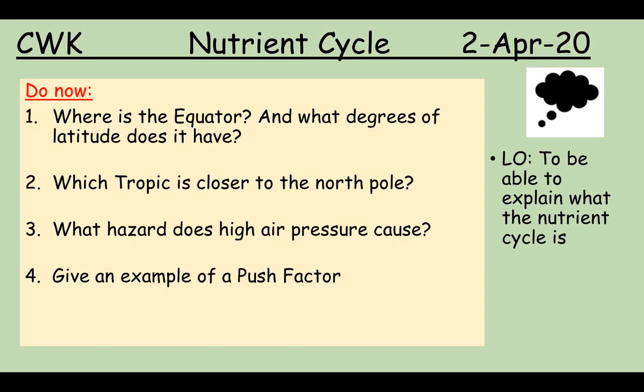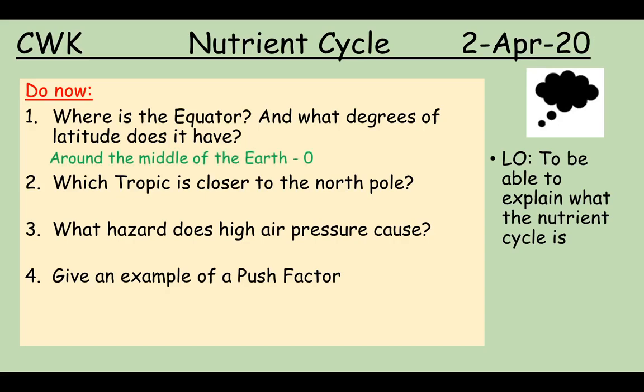Okay, where is the equator and what degrees of latitude does it have? The equator is the line that runs around the middle of the Earth, and it has 0 degrees latitude. Anything away from the equator is going higher and higher towards the poles in terms of degrees, but the equator is the 0 mark.